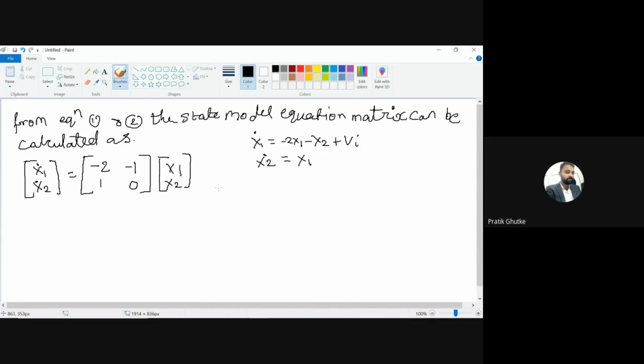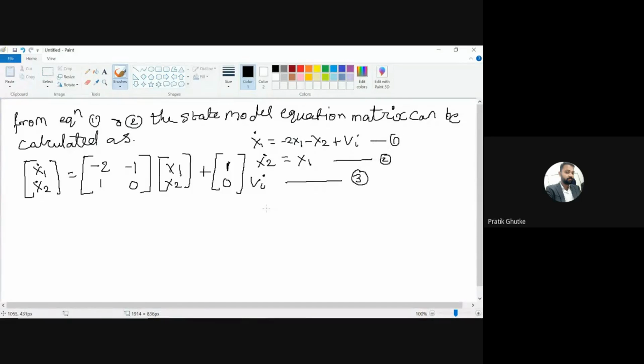What is my B matrix? B matrix is a column matrix. In equation 1, I have the value of Vi, so here it is 1. And in equation 2, is there any Vi term? It is not there. That's why here 0. So X dot equals Ax plus Bu. In this case, u is nothing but Vi. Okay, this is my equation number 3, and those were my equation number 1 and equation number 2.